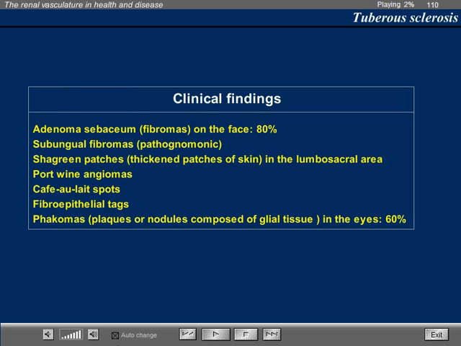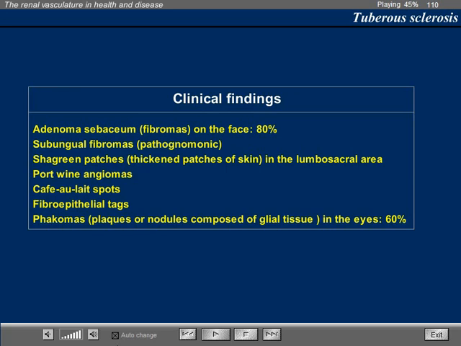The clinical findings are adenoma sebaceous, seen in 80% of patients, and they occur on the face. However, they are neither adenoma nor do they arise from the sebaceous glands. They are angiofibromas of the skin, so the terminology of adenoma sebaceous is a misnomer. The subungual fibroma is considered the pathognomonic clinical sign of tuberous sclerosis.